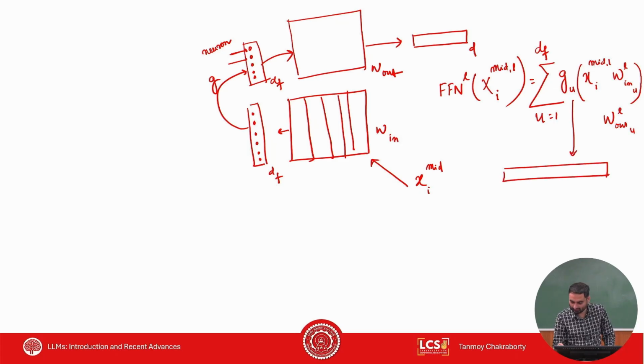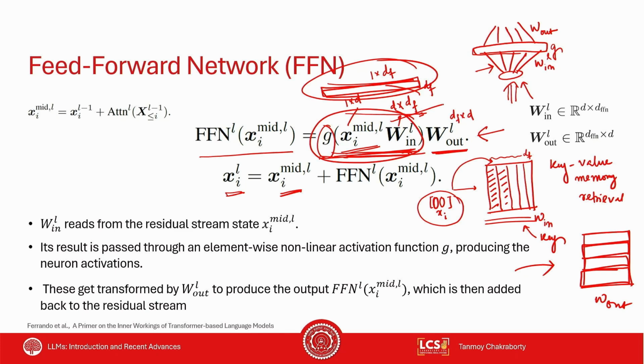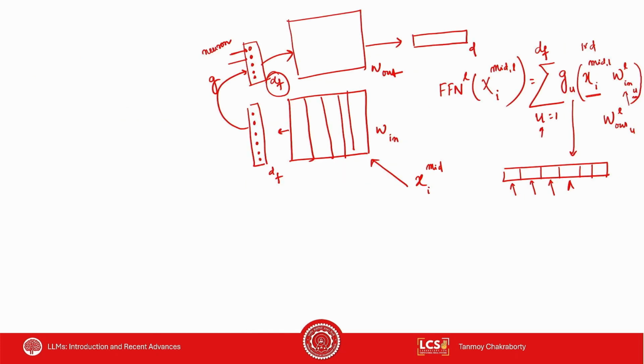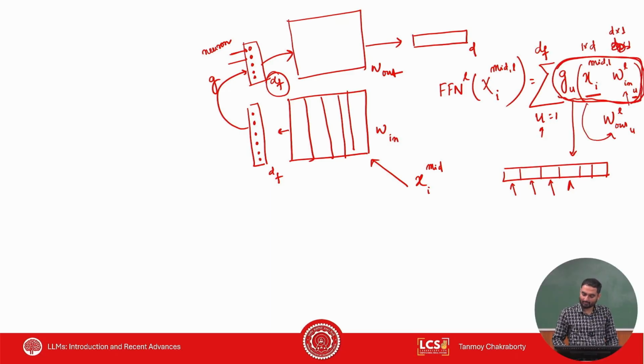Now ultimately after this activation G, we will produce a vector of size df. That's what I said, right? So I am looking at each of these elements by u. How do we get each of these elements? Now xi mid L, the dimension is 1 times d. W in is d times df, and I am only interested in the uth index of it. So the dimension is going to be d cross 1, and this is the column. So df cross 1 or 1 cross df, it doesn't matter because this is ultimately a vector.